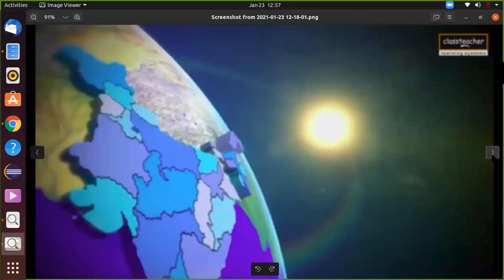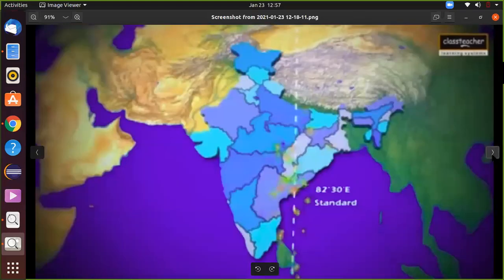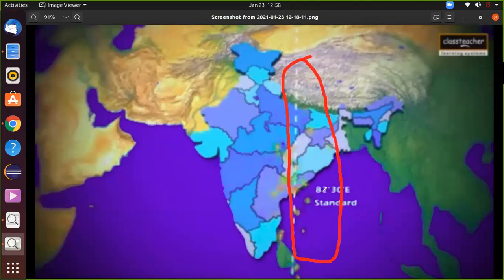So this is again a broader picture of that which I was discussing. So look at it. This line which I was discussing about, this is the Indian reference point. India is taking this as a standard measure for measuring its time. So this is what I have discussed earlier. Clear?